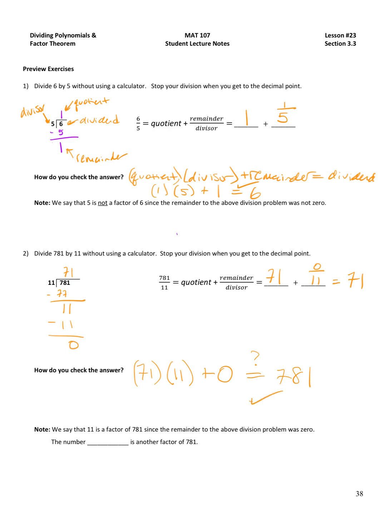Check. Because we had a remainder of 0 on this one, we say that 11 is a factor of 781 because 11 went into 781 with 0 remainder. And we have another factor of 781. The result is also a factor of 781. It's 71.